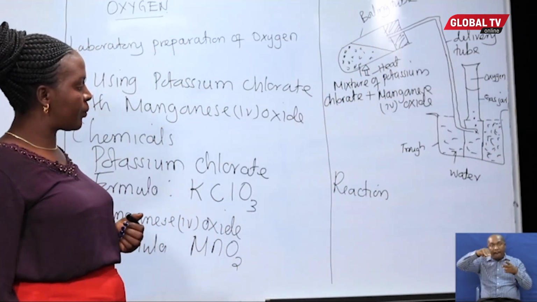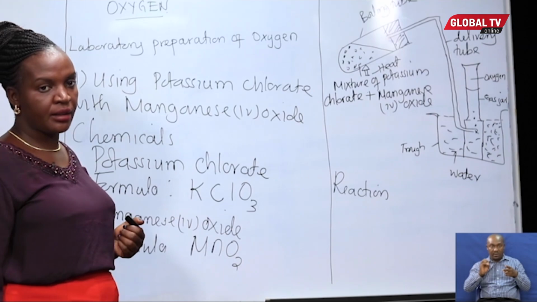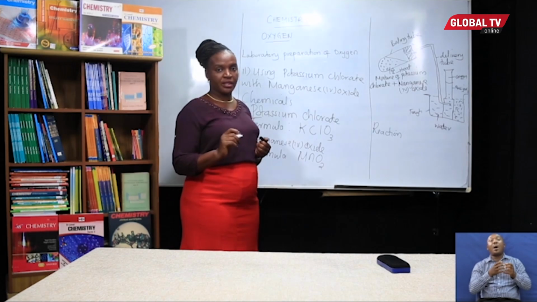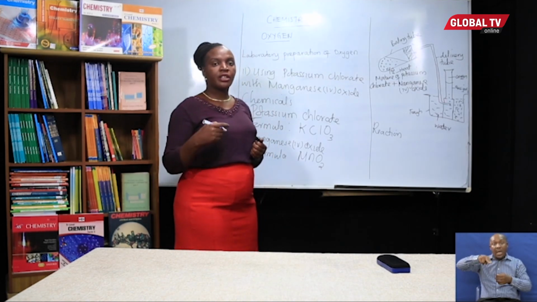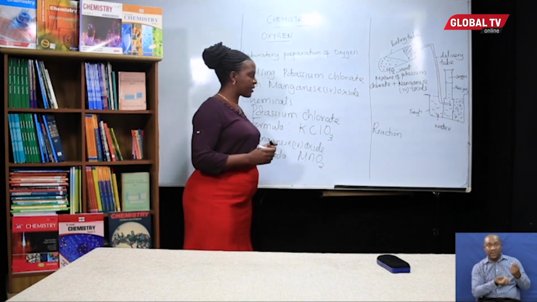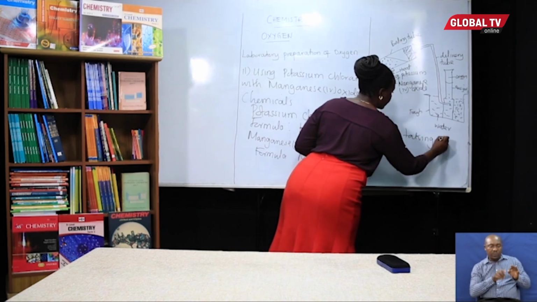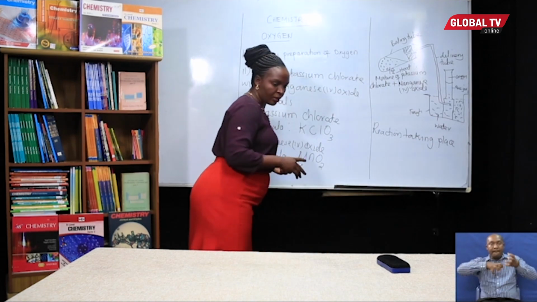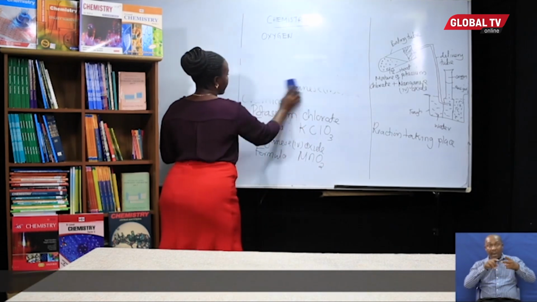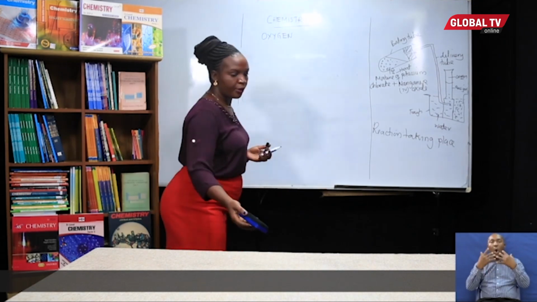Inside the boiling tube, there is a reaction taking place between potassium chlorate and the manganese dioxide. Remember, manganese dioxide does not decompose, but it assists the decomposition of potassium chlorate in order to produce oxygen gas. So the reaction is taking place within the boiling tube. Potassium chlorate will decompose in the presence of manganese dioxide.